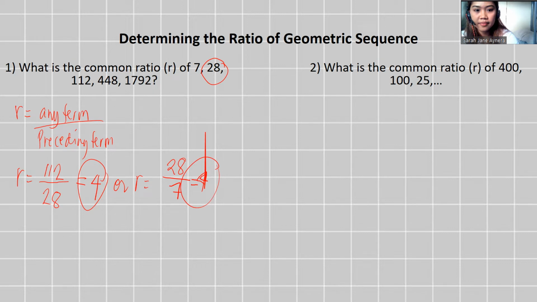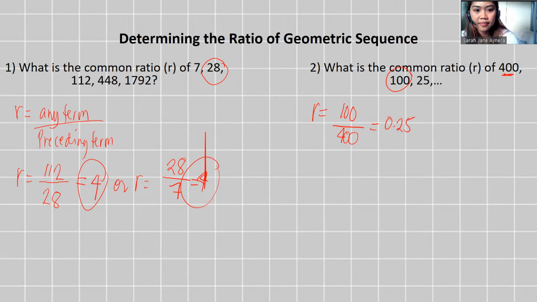For example number 2, what is the common ratio of 400, 100, 25, and so on and so forth? Again, to get the common ratio, we can choose any term divided by its preceding term. So say for example, we have here 100. So 100 divided by its preceding term, or the number before 100, that is 400. So this is 100 over 400. This is equal to 0.25.